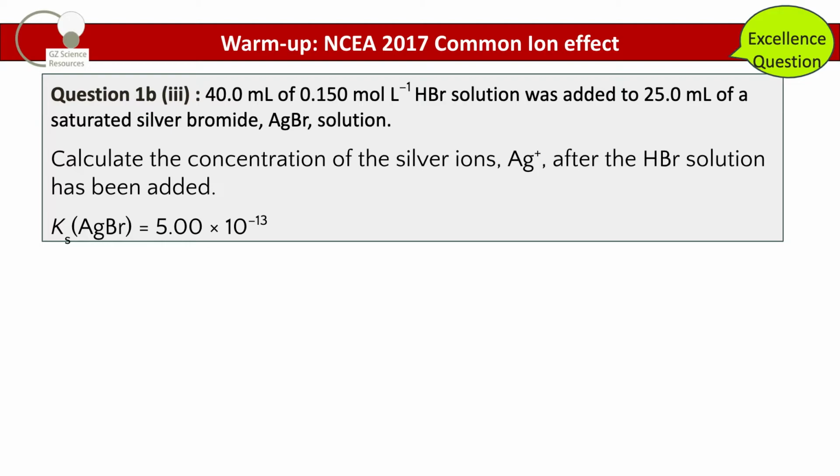I want you to attempt this yourselves before we take it up. So this is another example, just like what we looked at, where we mix two solutions together. So you'll need to find the new concentration of an ion. I'll let you figure out what it is, but we have 40 mils of one solution, 25 mils of another. Give it a go. We'll take it up.